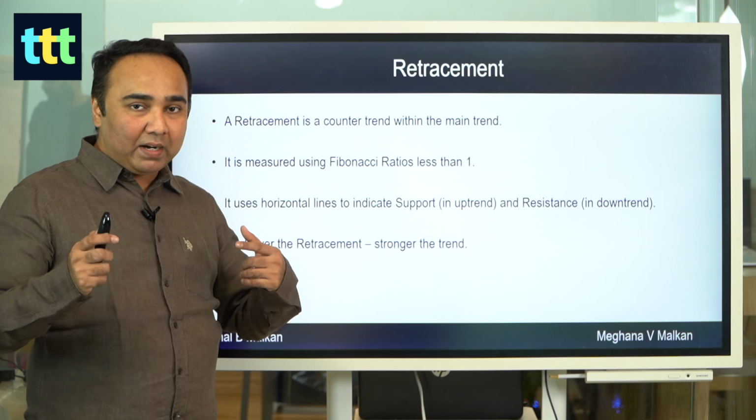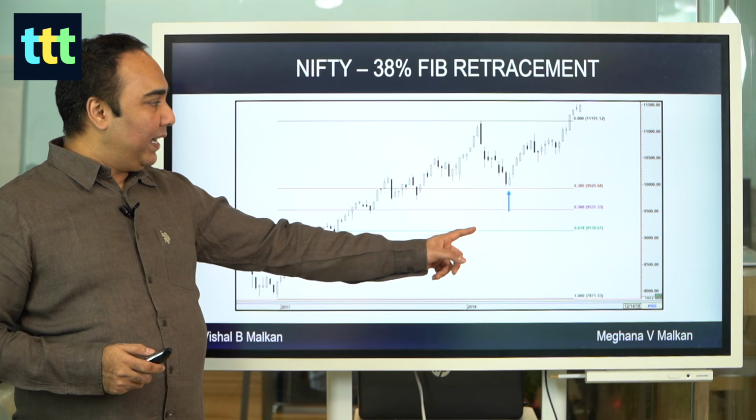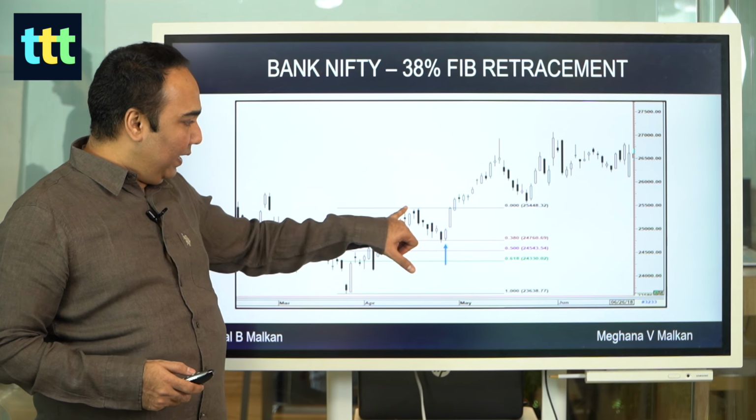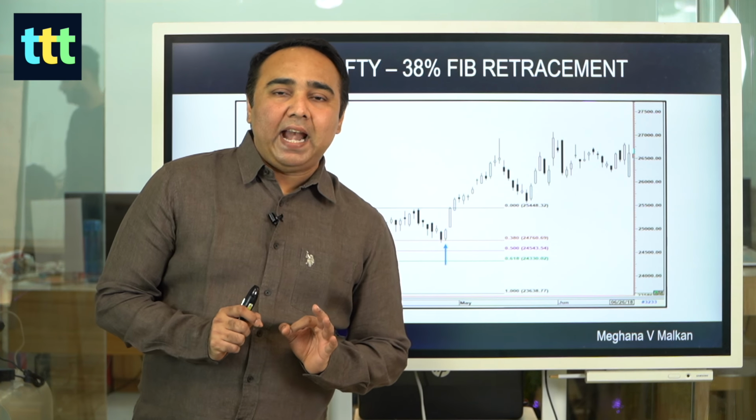I'll come back to this. Remember this: shallower the retracement, stronger the trend. Now, 38% retracement is here. Now, look at this one. From A to B, it comes to 38% and then bounces back. So I have a very low risk entry in this one.